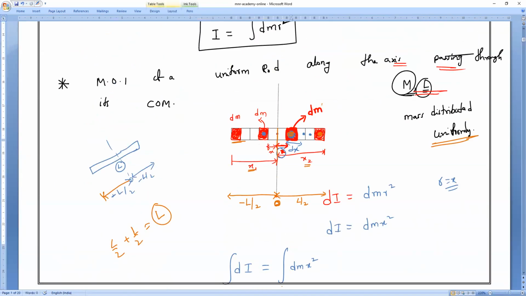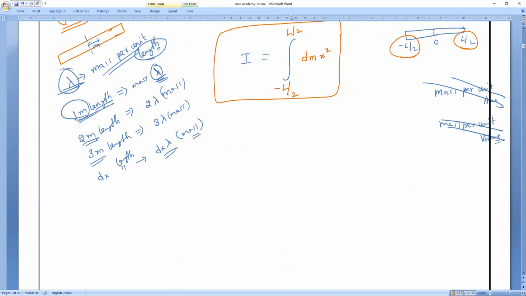Now, in a rod, I have chosen a particular part. What is the mass of that particular part, everybody? Please respond. dm. I choose a particular part whose mass is dm. All of you observe very carefully. Whose mass is dm, and what is the length? Anybody can tell me? The length is dx.